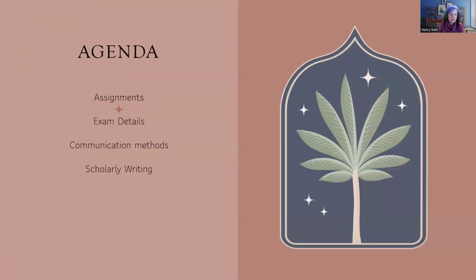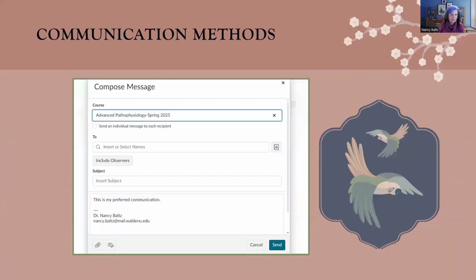This is our agenda here. We will talk about the assignments, the exams, because that's where your grade's at. Talk a little bit about communication methods and scholarly writing.